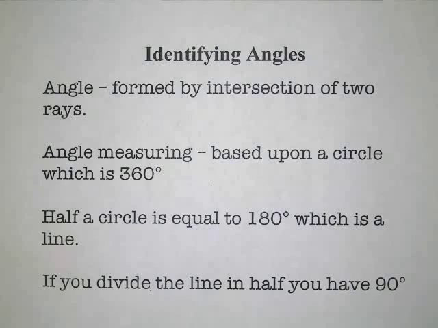What is the symbol we use to say it's a ray? Anybody? Kayla: a line with an arrow. A single arrowed line. All right.